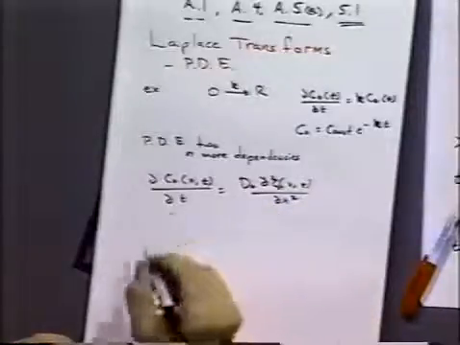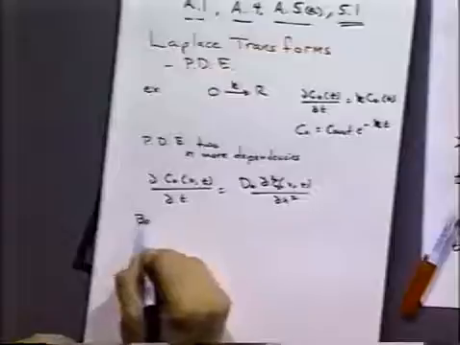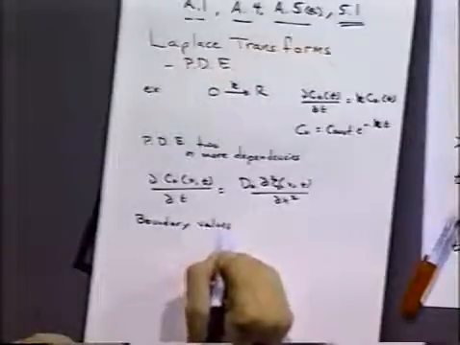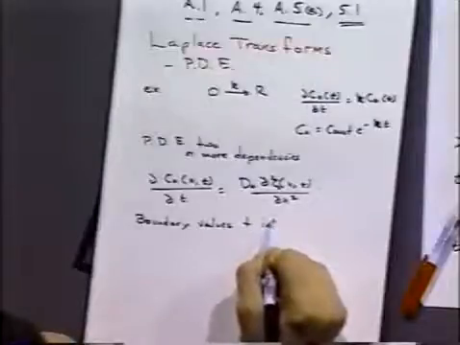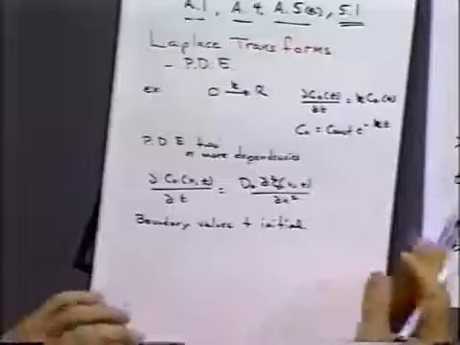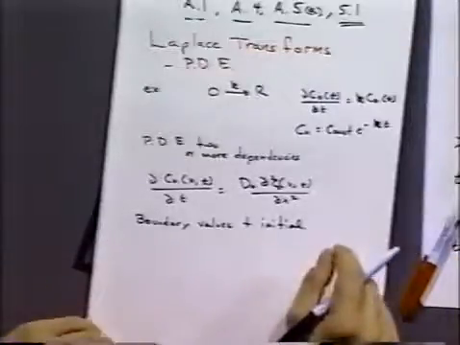Now, solutions to these equations are given by boundary value and initial conditions. In general, the form of the solution is strongly dependent on the boundary values that we apply to the system. And that's the critical thing we're going to be learning about in the next lecture or so.